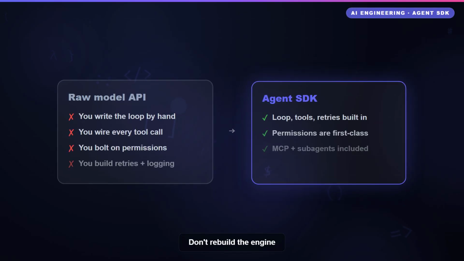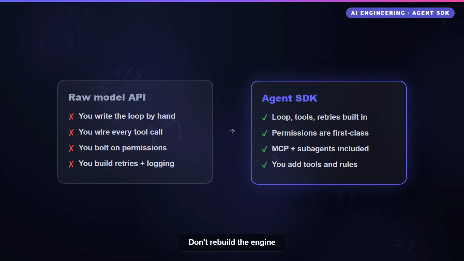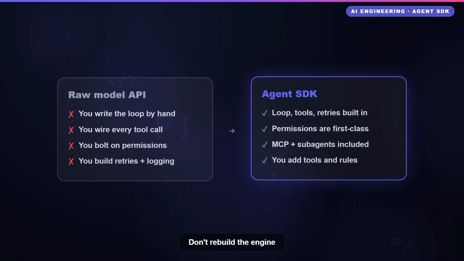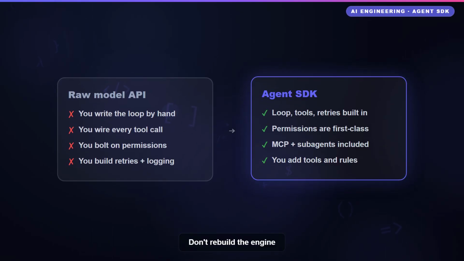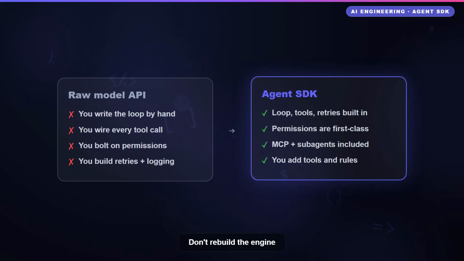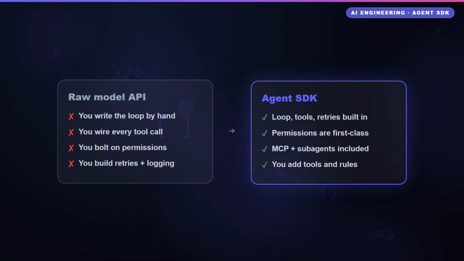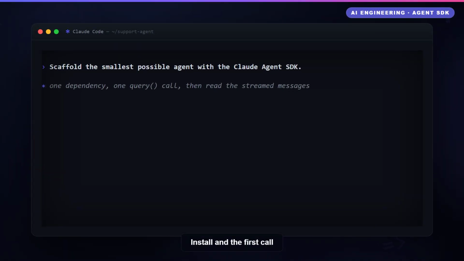Here's the trap most teams fall into. They wire a chatbot to the model directly, and then they spend weeks hand-building the loop, the tool calls, the retries, the permission checks. The Agent SDK is exactly that scaffolding, already built. You bring the tools and the rules, it brings the engine. So let's start as small as it gets. One install, one import, one call.